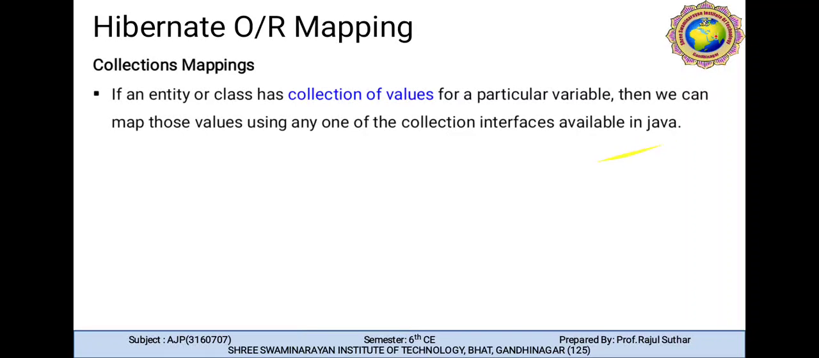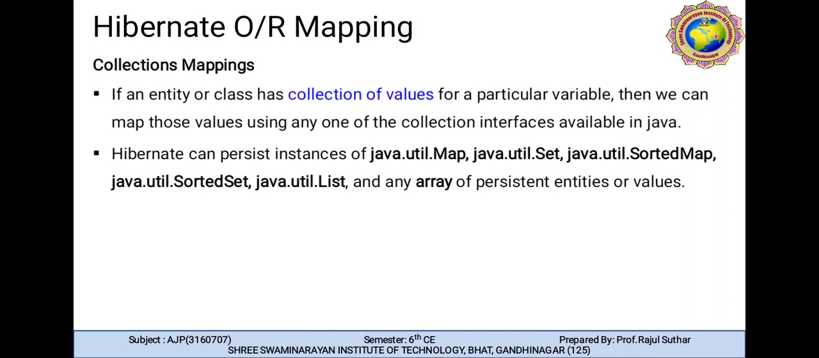Here is collections mapping. If an entity of a class has a collection of values for a particular variable, then we can map those values using one of the collection interfaces available in Java. Hibernate can persist an instance of java.util.Map, java.util.Set, java.util.SortedMap, java.util.SortedSet, java.util.List, and any other collection of persistent entities or values.